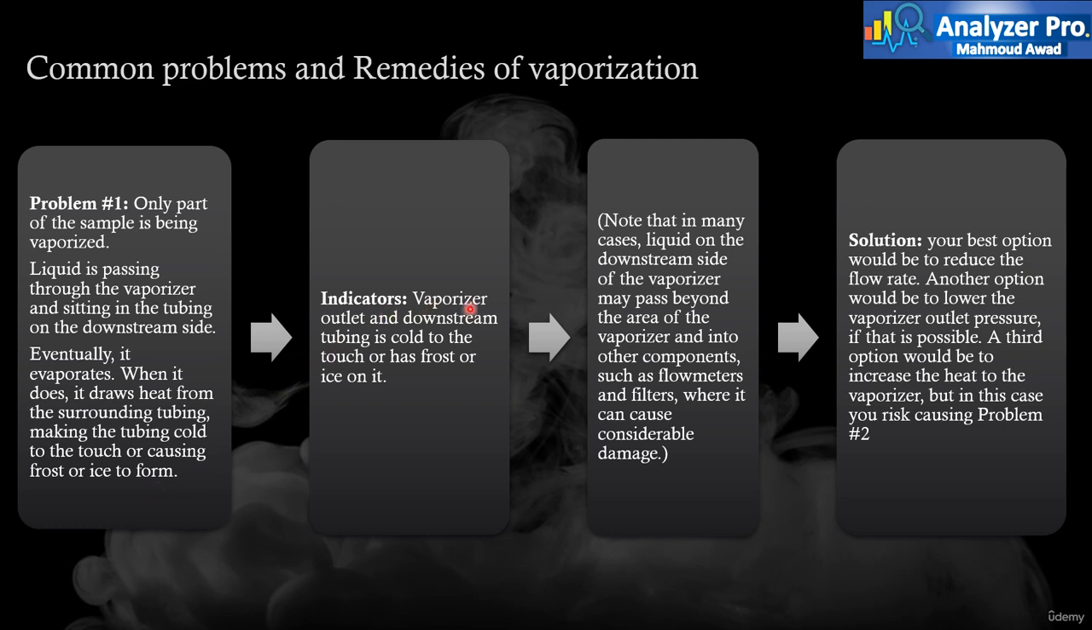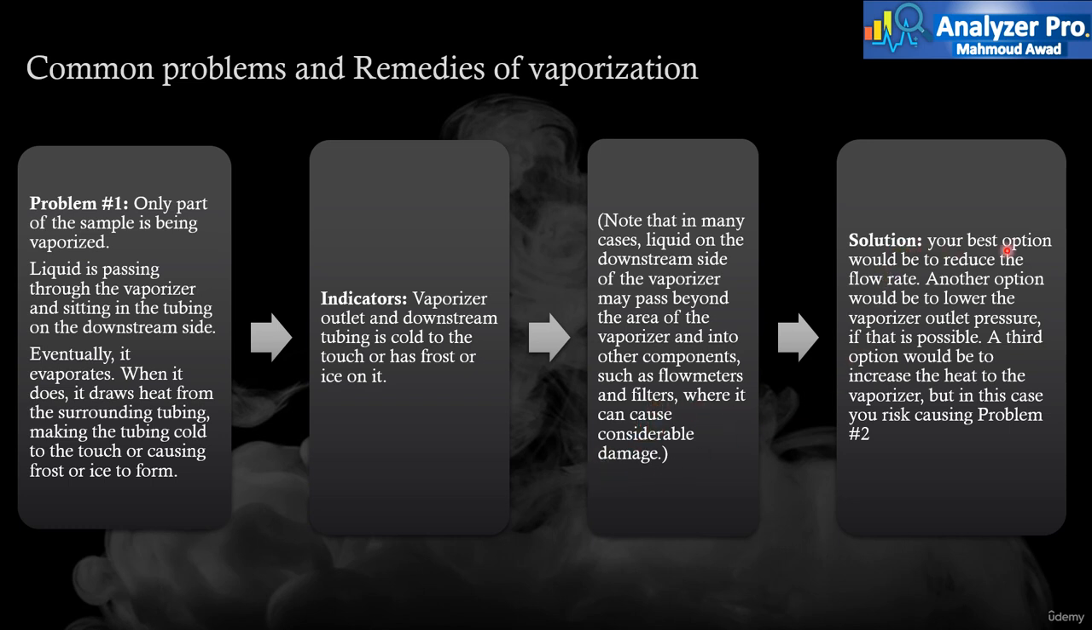Indicators: vaporizer outlet and downstream tubing is cold to the touch or has frost or ice on it. Note that in many cases, liquid on the downstream side of the vaporizer may pass beyond the area of the vaporizer and into other components, such as flow meters and filters, where it can cause considerable damage.